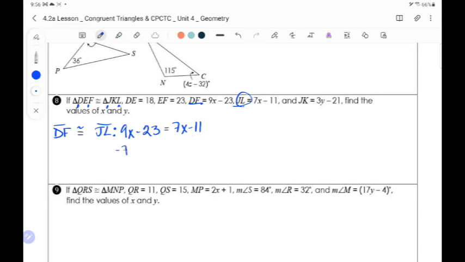So I'm going to bring the 7x over here, and I'm going to add the 23 on the right. 9x minus 7x is 2x. Negative 11 plus 23 is 12. So what do I find out? X equals 6. That one's done.